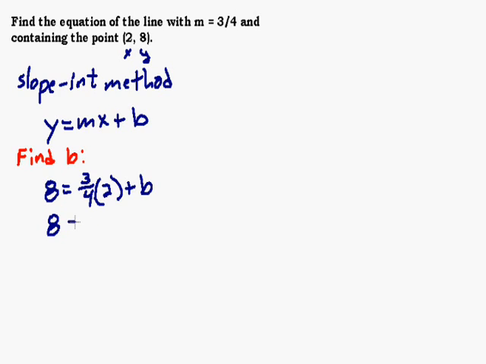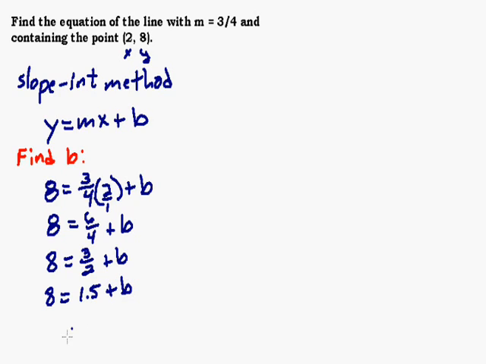So we have 8 equals 3/4 times 2 over 1. That would be 6/4 plus b. Let's reduce that 6/4. So that would give us 3/2 plus b, which is the same as 1 and 1/2. So let's just write that as 1.5. You could write 1/2 if you want. And then we're going to subtract 1.5 from both sides. And that gives us 8 minus 1.5, which is 6.5 equals b.